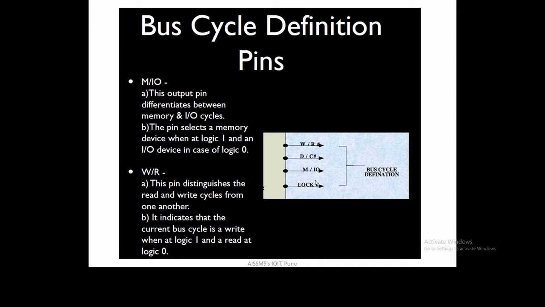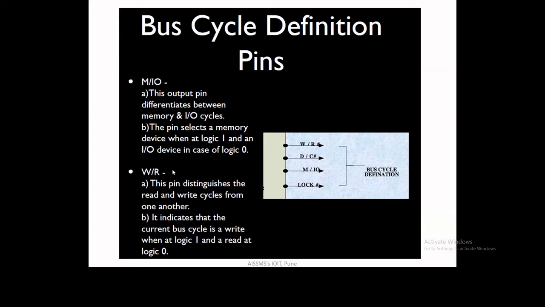This pin selects a memory device when it is 1. When this pin is 0, it selects the IO device for the data transfer. So data transfer takes place from or to the memory when this pin is at logic 1. When it is at logic 0, it transfers the data between the IO devices and the microprocessor, CPU means.